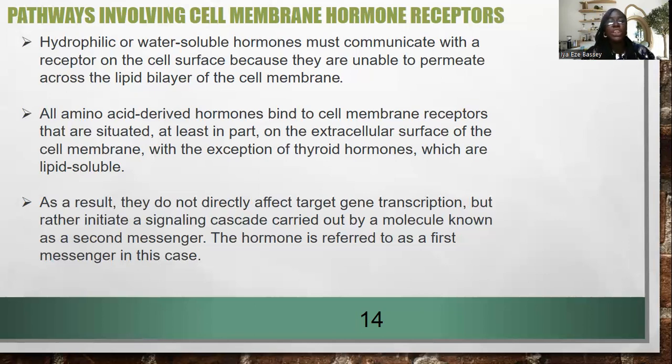Okay, so because they cannot cross over to bind to cytoplasmic or nuclear receptors, they cannot directly affect target gene transcription. But what they do is initiate signaling cascades resulting in the amplification of the signal, which is carried out by a molecule called a second messenger. And the hormone, in this case, is referred to as the first messenger.